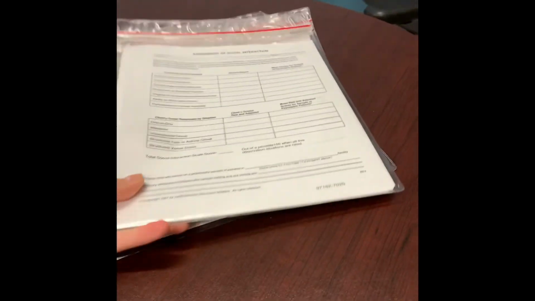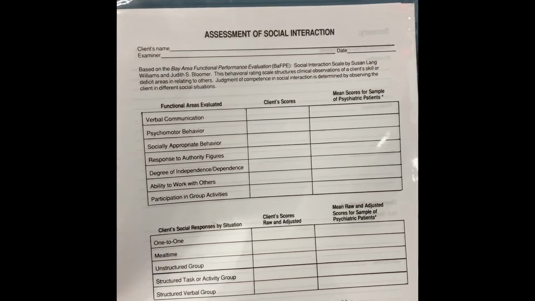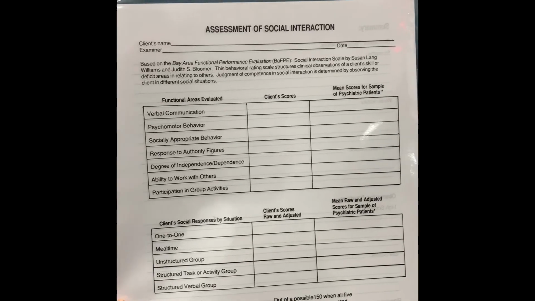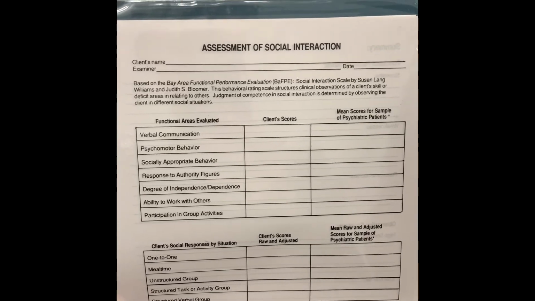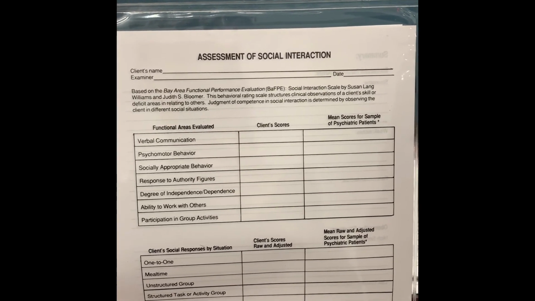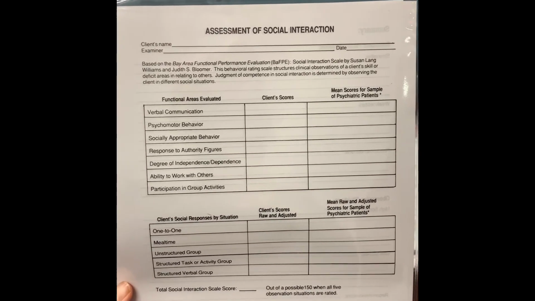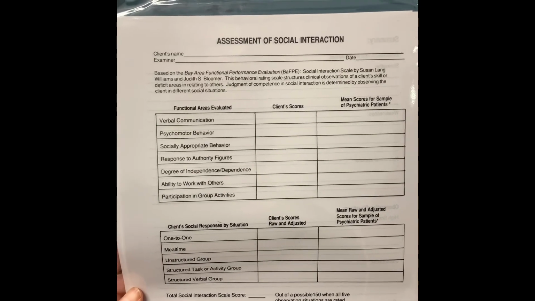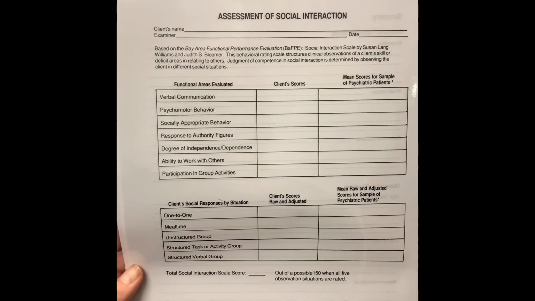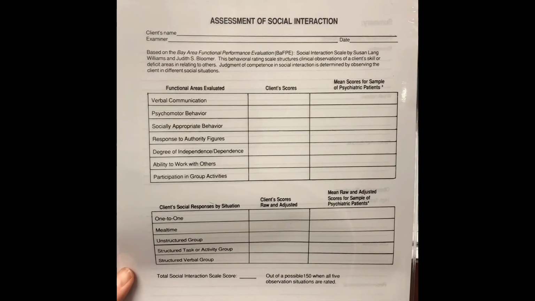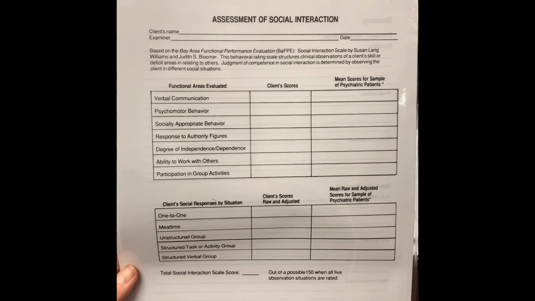The other part of the assessment is going to be their social interaction. You're going to observe the client in 5 different group situations: a one-on-one, mealtime, an unstructured group, a structured task or activity group, and a structured verbal group. You're going to rate them using the rating sheets for each situation and rate them on verbal communication, psychomotor behavior, socially appropriate behavior, response to authority figures, degree of independence/dependence, ability to work with others, and participation in group activities.